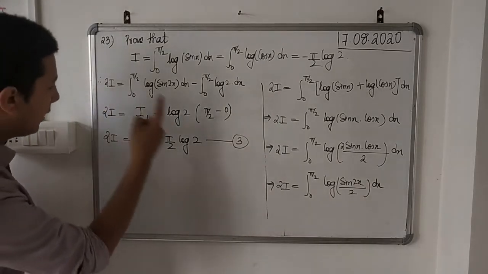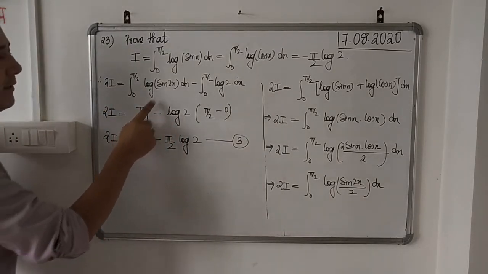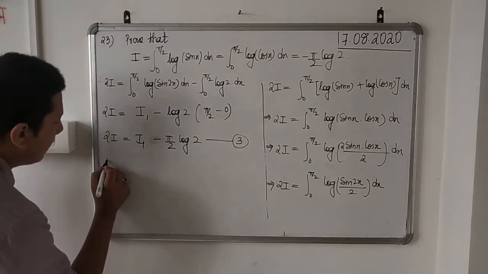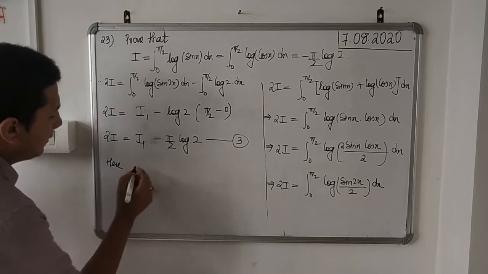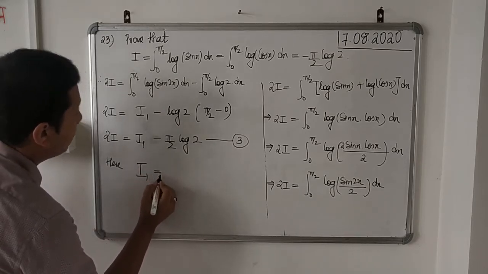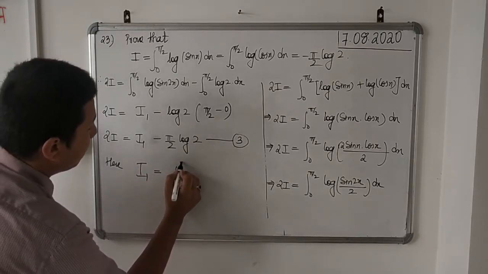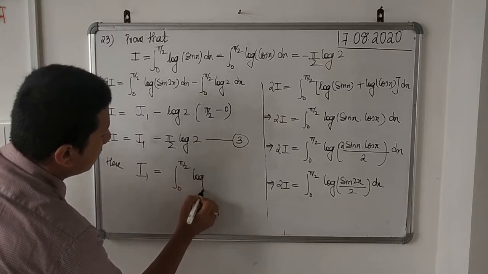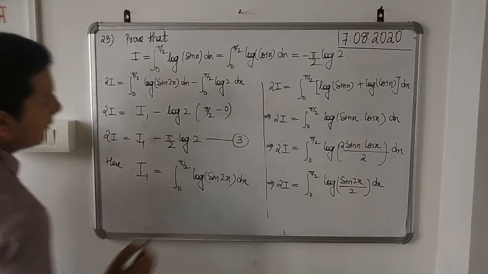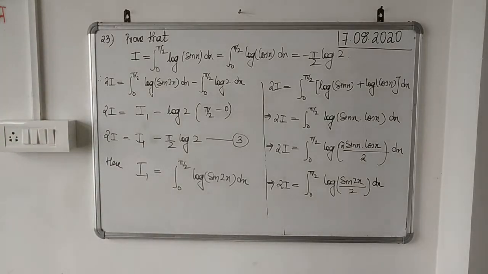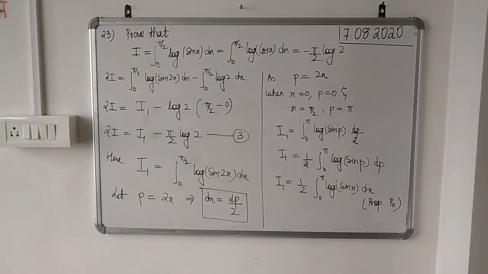Okay? By the way, how am I getting I1? I1 I'm getting by substitution, isn't it? So here you can write down, here your I1 is equal to integral 0 to pi by 2 of log sin 2x dx. So I hope you're clear till here. Now we'll simplify this. Please pause the video, note it down.